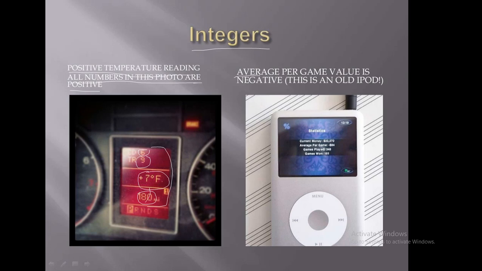Now the right hand side figure: average per game value is negative. This is an old iPod. In this figure, the average per game is negative, -594. This is a negative integer.